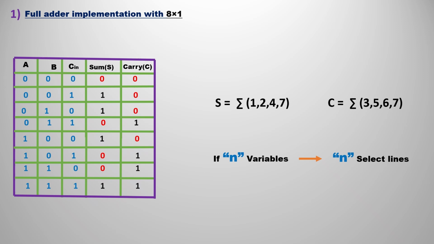According to the first method, we are going to require an 8x1 multiplexer, because we have 3 variables. Three variables means 3 select lines, and 3 select lines means we need a total of an 8x1 multiplexer. For n variables, we need n select lines. So this is the sum expression, and that is the carry output expression.